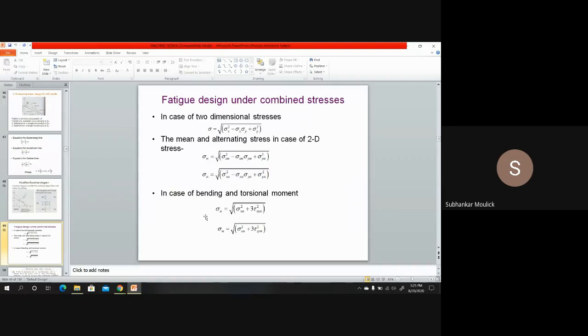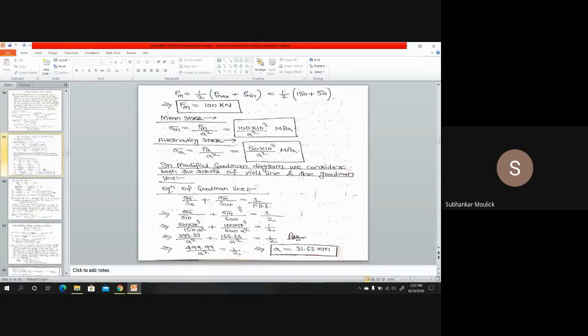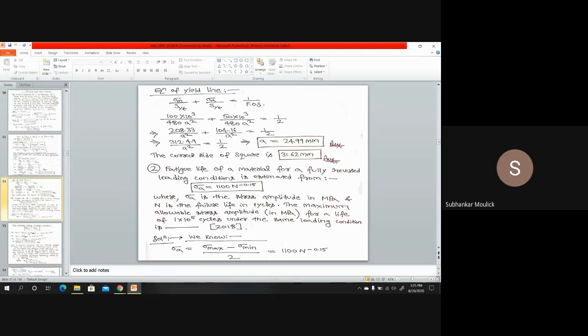That means firstly we will write down the equations of the Goodman line. With that we will find out the value of the side of the square A, and then we will use the equation of the yield line to find the value of the side of the square A. Then we will see which value is maximum, because we are designing for maximum stress. The side of the square which is maximum, that will be my required answer.